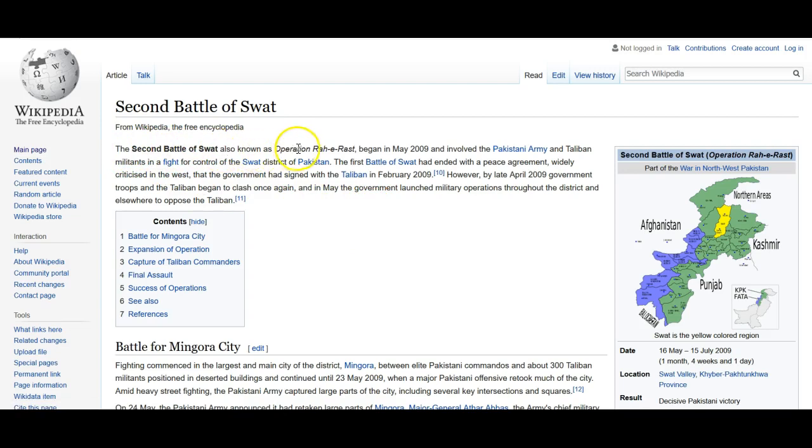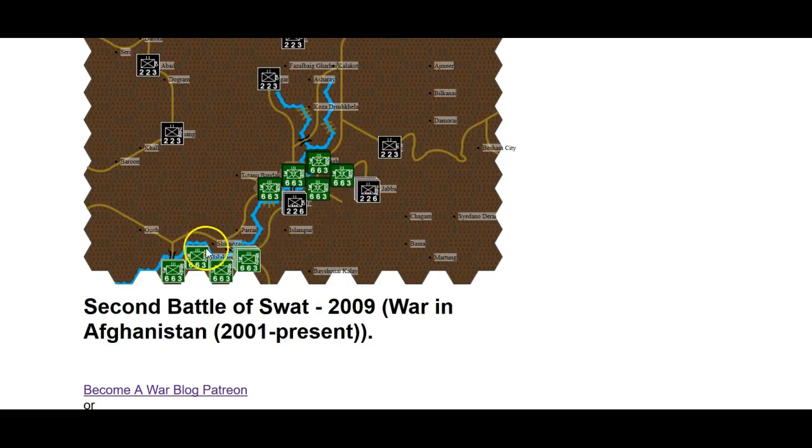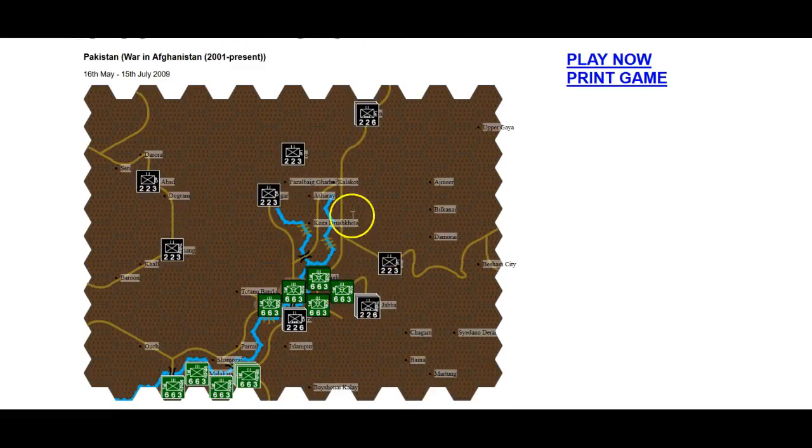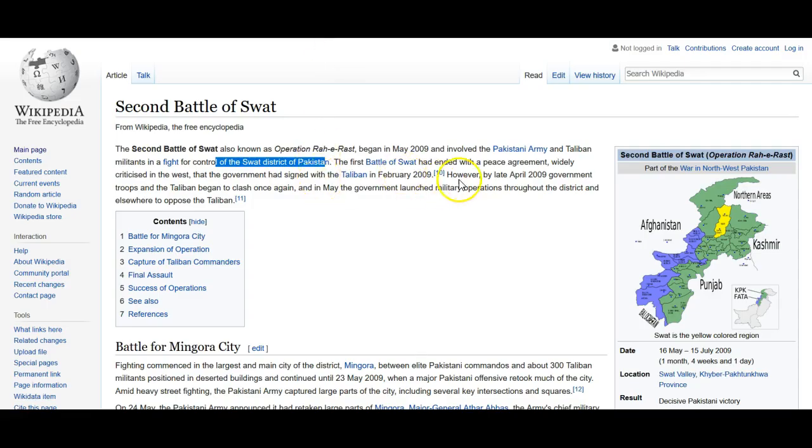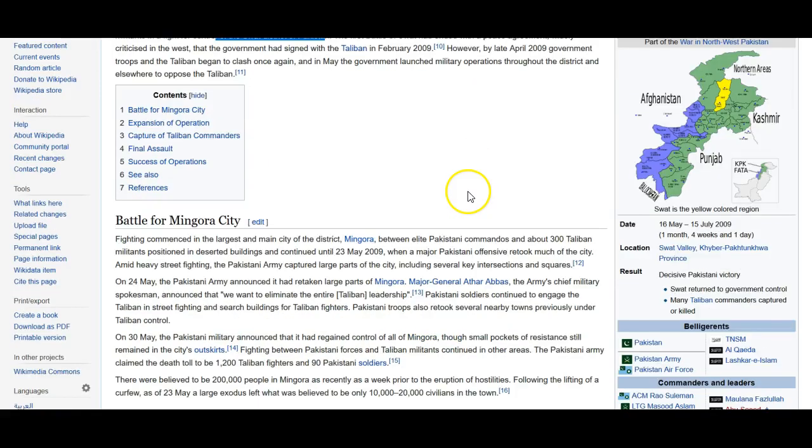The Second Battle of Swat, also known as Operation Rah-e-Rast, began May 2009, involved the Pakistani army and Taliban militants in a fight for control of the Swat district of Pakistan. So, obviously, this is in Pakistan, and this is the Swat district. So it's basically to fight for control of all of this. So presumably they're going for all of these units as well. The first battle ended in a peace agreement, widely criticised in the West, that the government signed with the Taliban in February 2009. However, by late April 2009, government troops and the Taliban began to clash once again, etc.